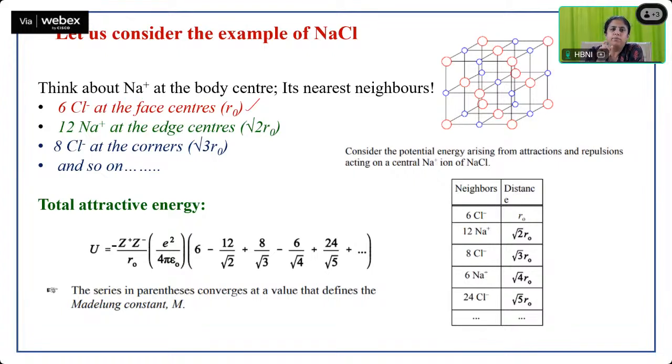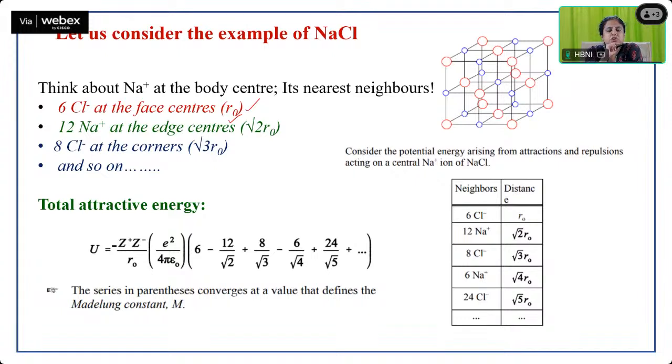So the sign would be negative because it will stabilize. Now I will talk about the like ions. How many Na are surrounding this Na? If you are able to recall, there are 12 Na on the edge center. So the nearest Na ions to my Na at the body center are 12 Na at the edge center.